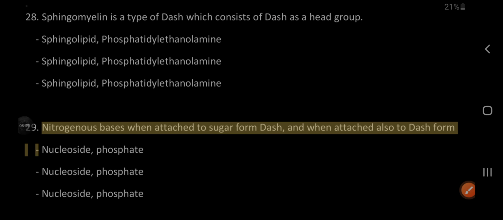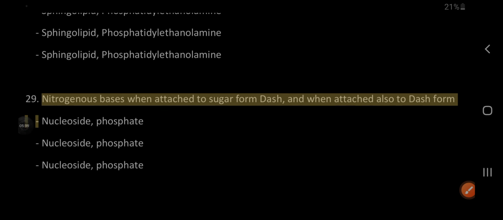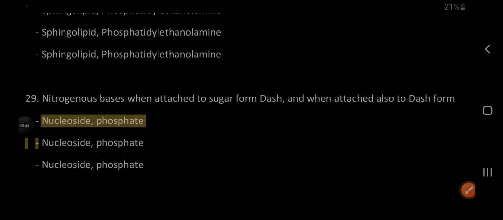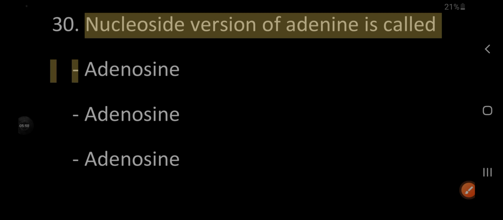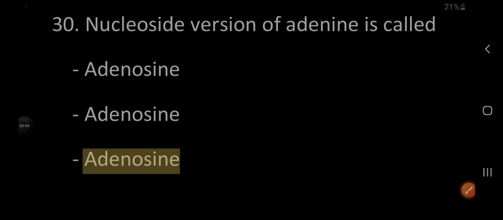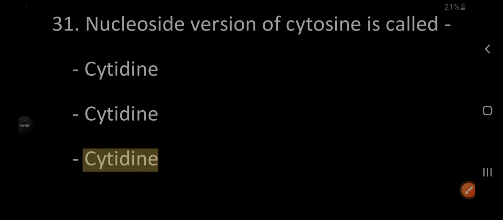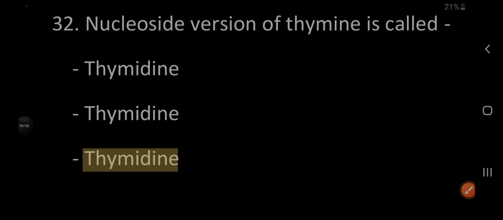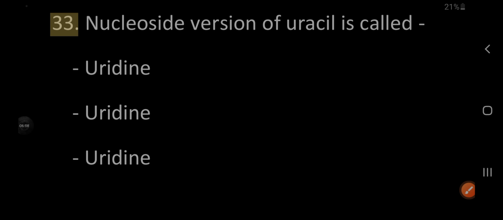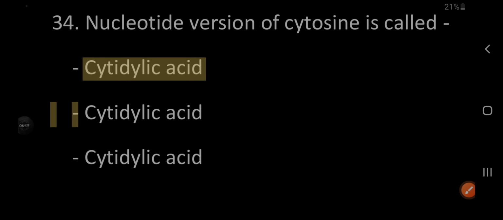29. Nitrogenous bases when attached to sugar form nucleoside, and when attached also to phosphate form nucleotide. 30. Nucleoside version of adenine is called adenosine. 31. Nucleoside version of cytosine is called cytidine. 32. Nucleoside version of thymine is called thymidine. 33. Nucleoside version of uracil is called uridine. 34. Nucleotide version of cytosine is called cytidylic acid.